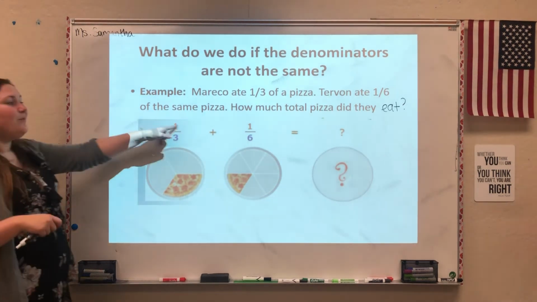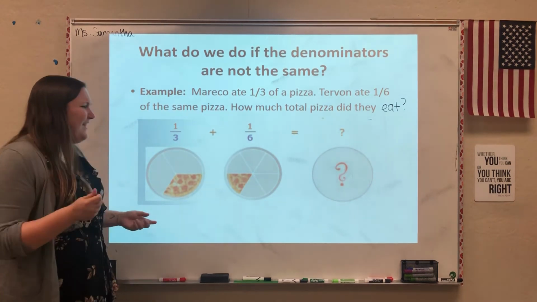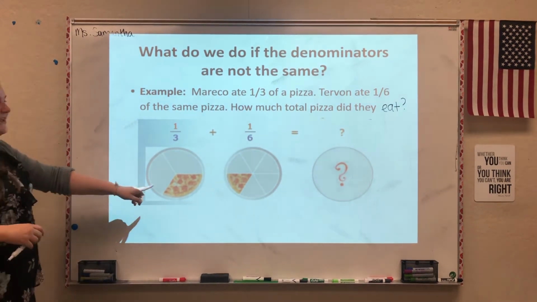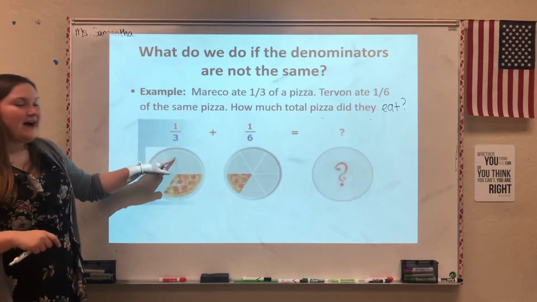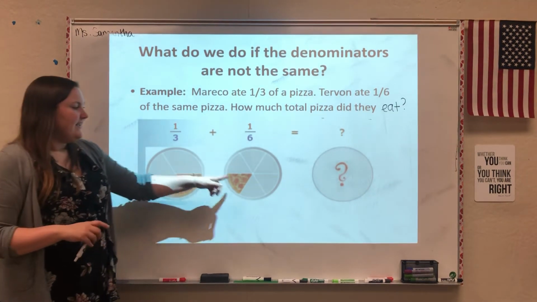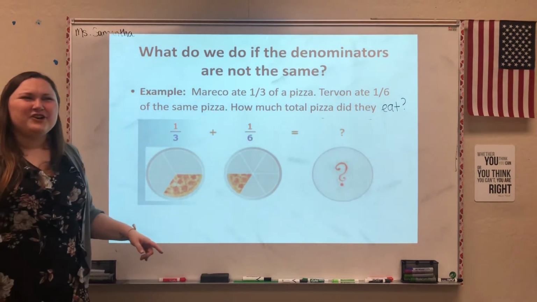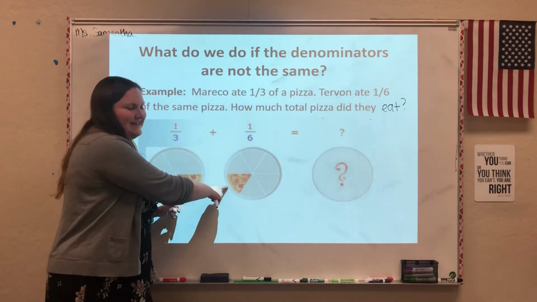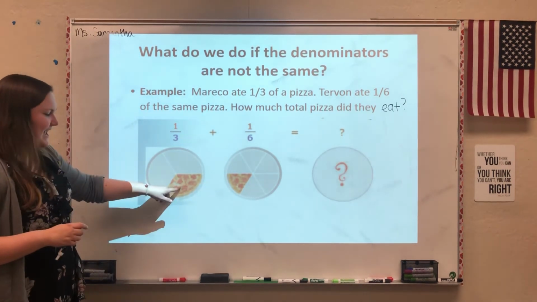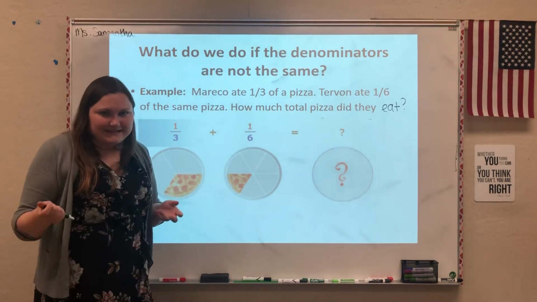I could add the 1 and 1 together, but which denominator would I keep? I don't know. The other problem with that is look at the amount of pizza they ate. He ate 1 out of 3 slices of pizza. He ate 1 out of 6 slices of pizza. I could say they ate 2 slices of pizza, but they didn't eat the same amount because he ate 1/3 and he ate 1/6. Those slices aren't the same.